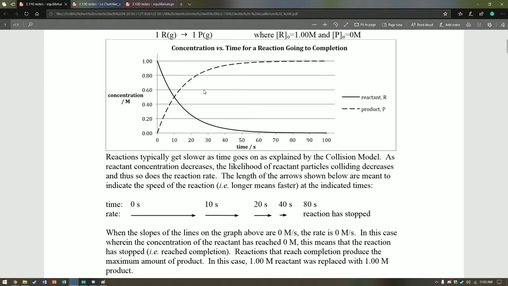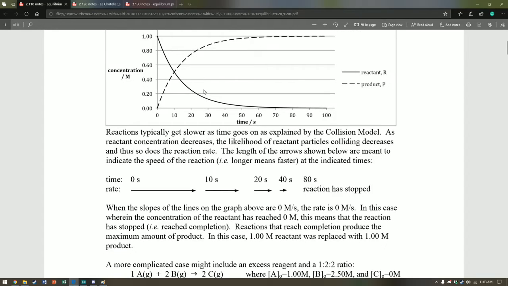Reactions typically get slower over time, as explained by the collision model. Basically, since you have reactant particles that collide, you have the forward reaction, which is just two particles colliding to form the product. That's the forward collision. However, the backwards collision is, say you had two products and they collided with enough energy to bump into each other and decompose both of them into reactant. So that's sort of the idea here.